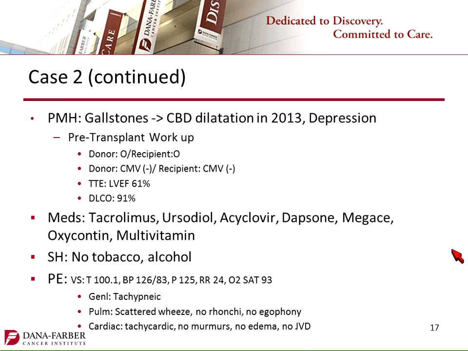His temperature is 100.1. His blood pressure is normal at 126 over 83. His pulse is 125. He's tachypneic at 24, and his sats are 93% on room air. He has a scattered wheeze on exam, and he's tachycardic.